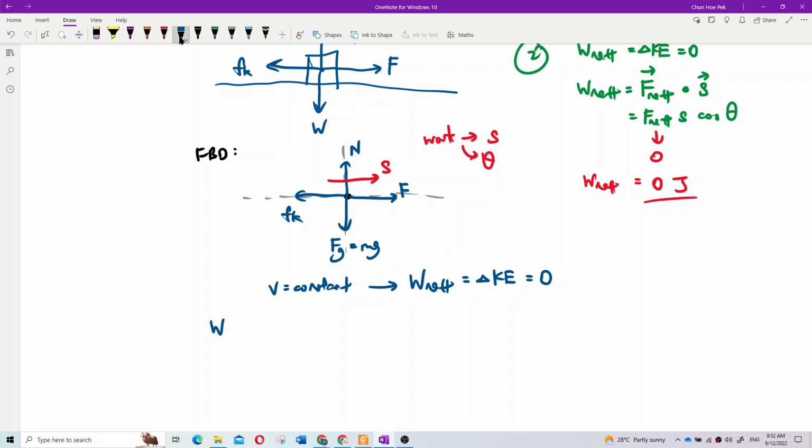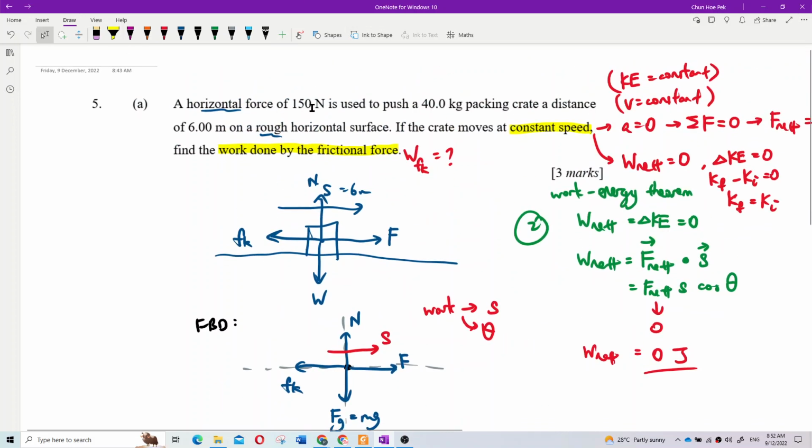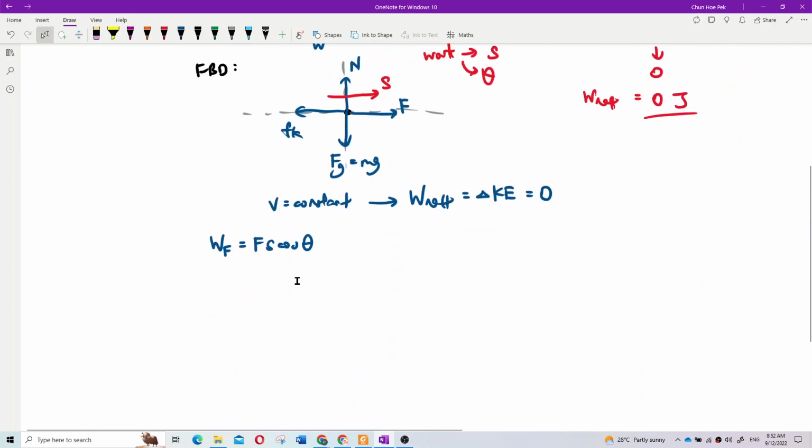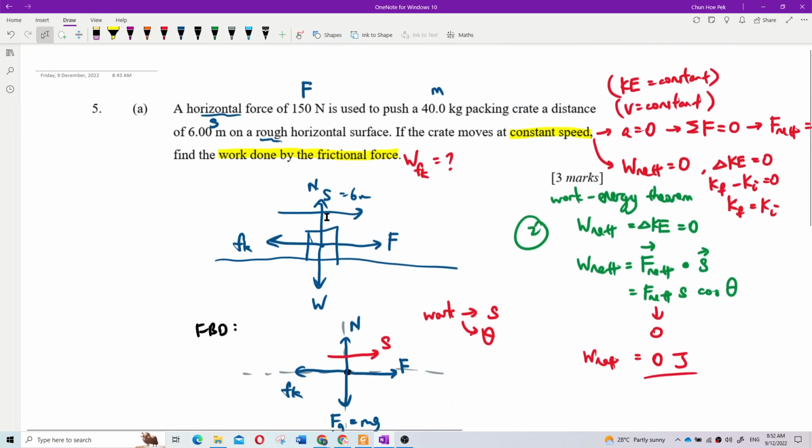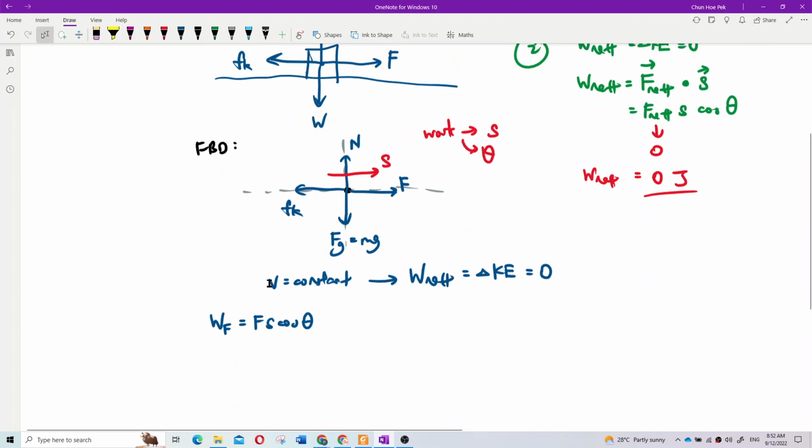So work done by force F. Work done by force F is Fs cos theta. Do I have the force F ready? Yes, I already have F: 150 Newton. This is the mass, and this is the displacement.